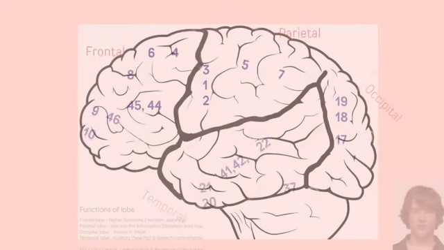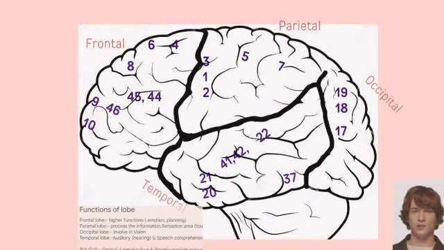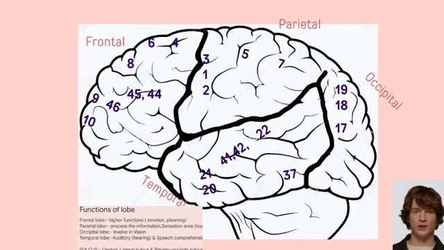This picture shows different areas in the brain. Somatosensory area 3, 2, 1 is present in the parietal lobe, primary motor area 4 is present in the frontal lobe, visual area is present in the occipital lobe, and auditory area is present in the temporal lobe.